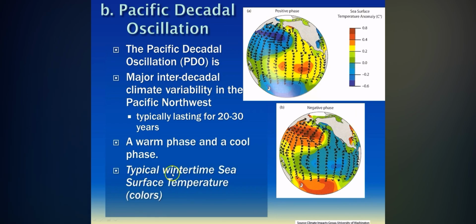These are shown here with the typical wintertime sea surface temperatures in the colors that you see. This is a temperature anomaly again. We've been talking about anomalies, so 0 would be normal. And then this is in degrees C, so warmer in red colors and cooler in blue colors.